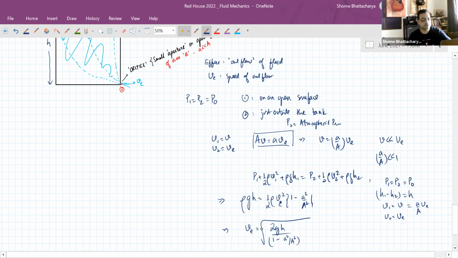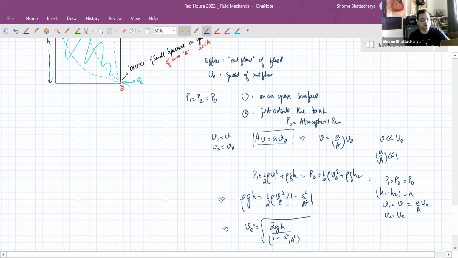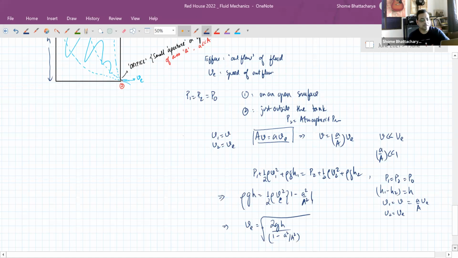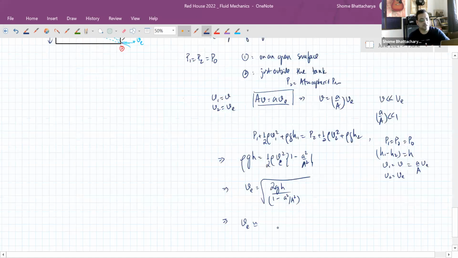So interestingly, when we take a proper orifice so that we can take small a by capital A to be extremely small compared to 1, then we can take the efflux velocity equal to square root of 2gh, which is like the free fall speed through a height of h.